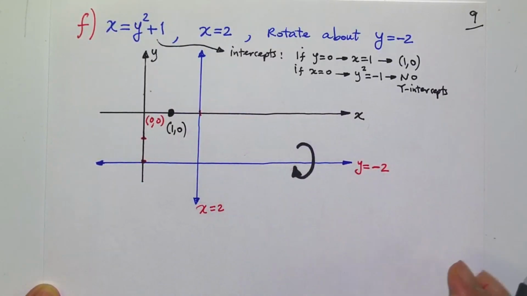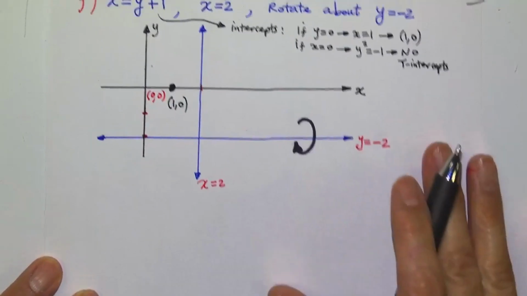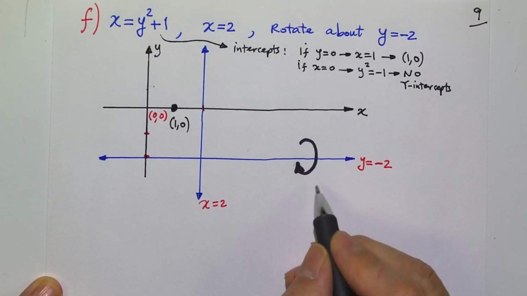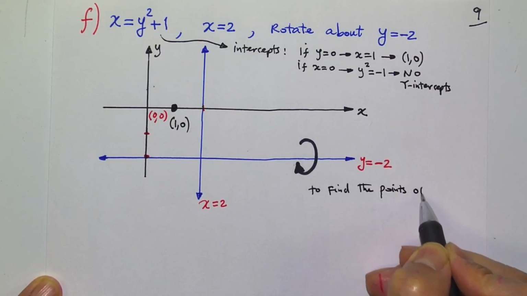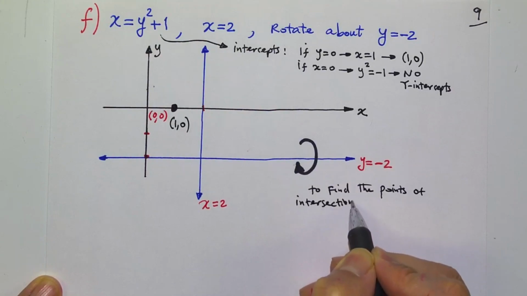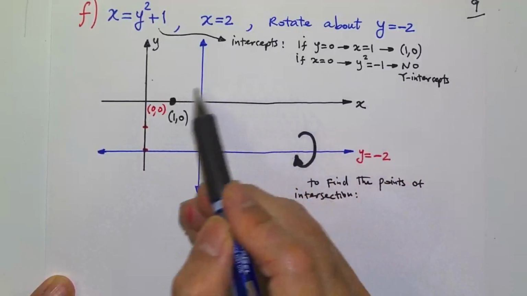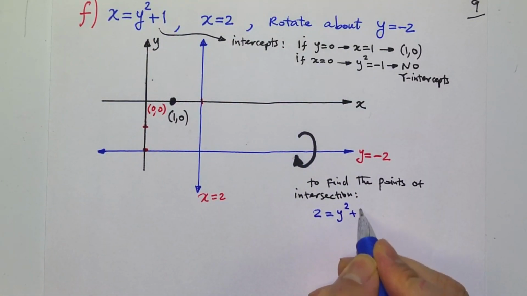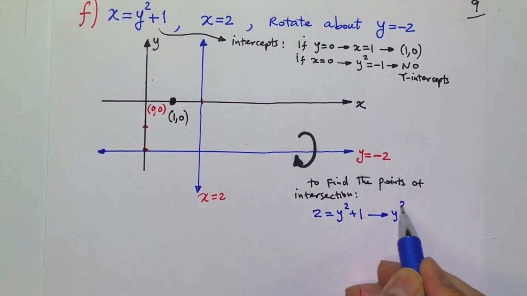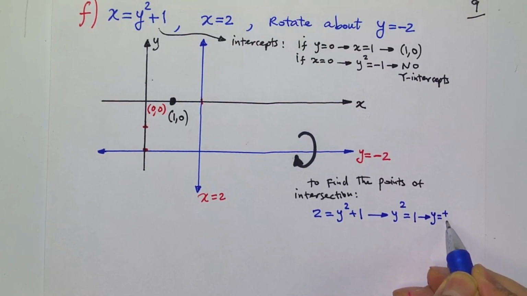So let's do that. Maybe I could fit it right here. To find the points of intersection, we have x equals 2, right? Because we want to know where that parabola is going to intersect this vertical line. That vertical line is at x equals 2. So I'm just going to substitute for that. So 2 equals y squared plus 1, and this would be y squared equals 1, and this would be y equals plus or minus 1.